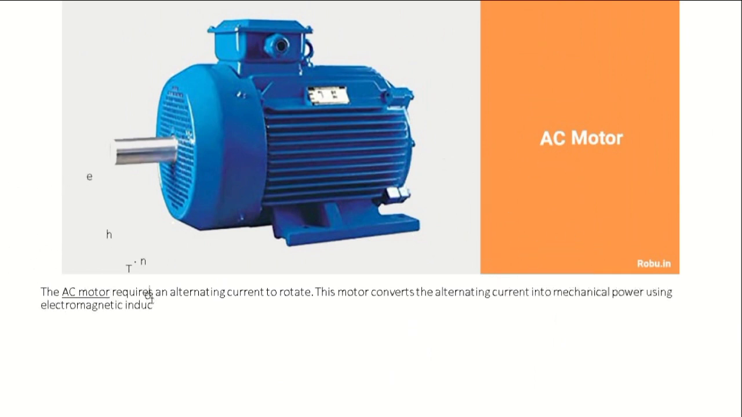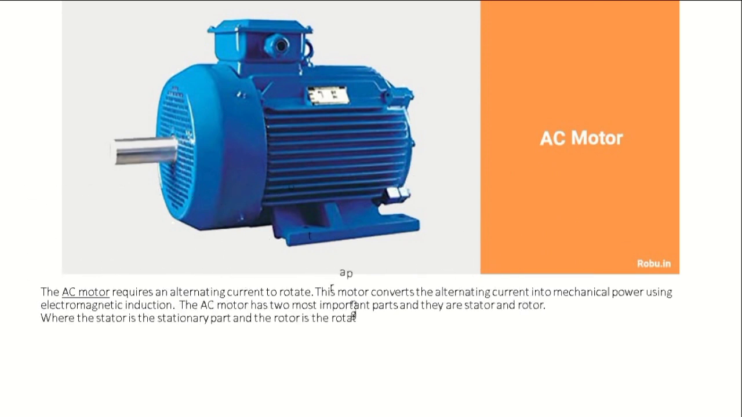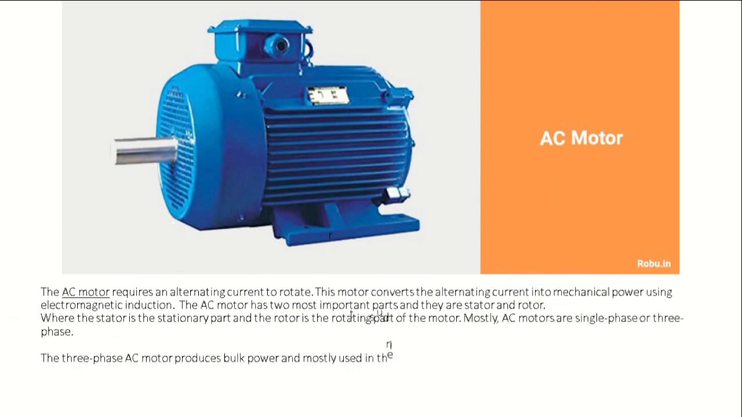The AC motor has two most important parts, and they are stator and rotor, where the stator is the stationary part and the rotor is the rotating part of the motor. Mostly, AC motors are single-phase or three-phase. The three-phase AC motor produces bulk power and is mostly used in industry. The single-phase AC motors are used in small power applications.